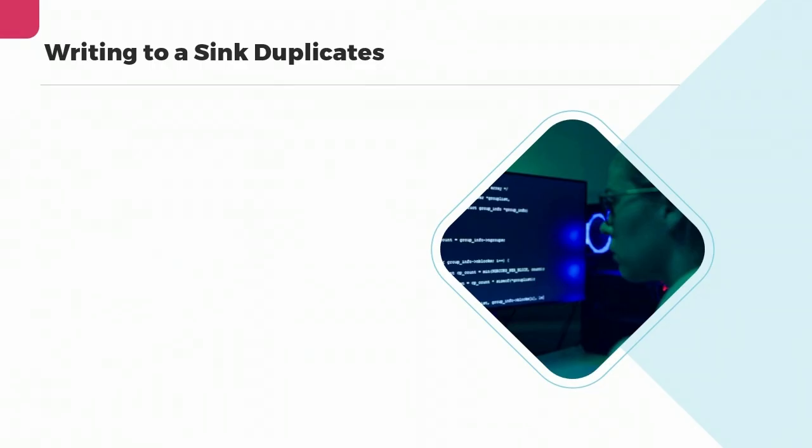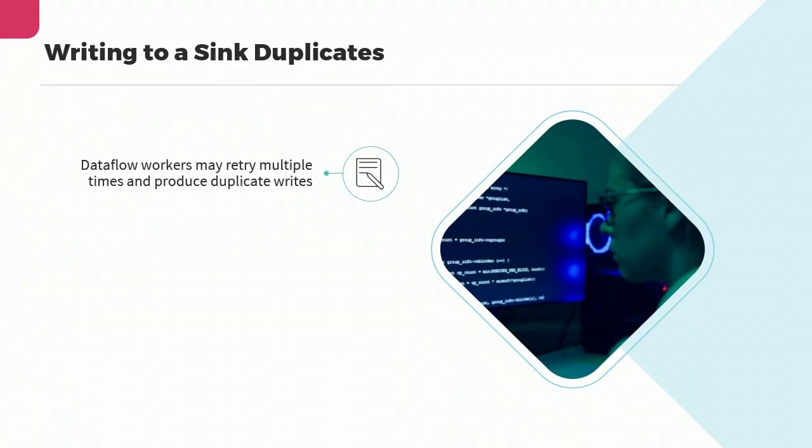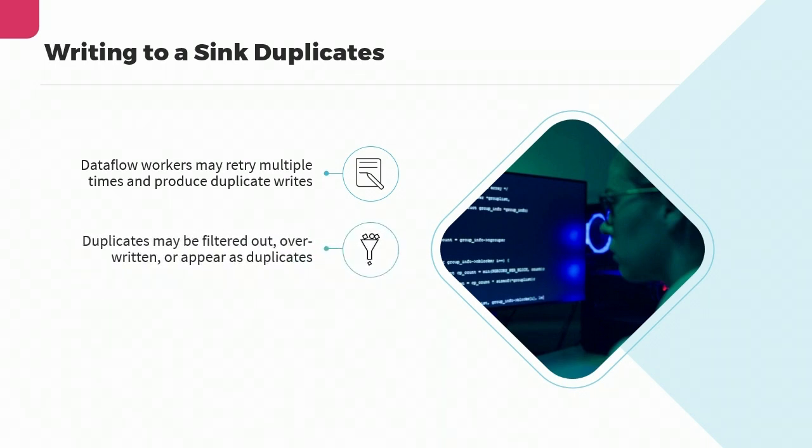Now, how do we deal with duplicates when writing to a sink? Let's say that Dataflow workers may retry multiple times and produce duplicate writes. It is the responsibility of the sink to detect these duplicates and handle them accordingly. Now, this all depends on what our sink is. Duplicates can be filtered out, we could overwrite them, or they could just appear as duplicates if that's fine for us. But we can also have files that could get overwritten completely.